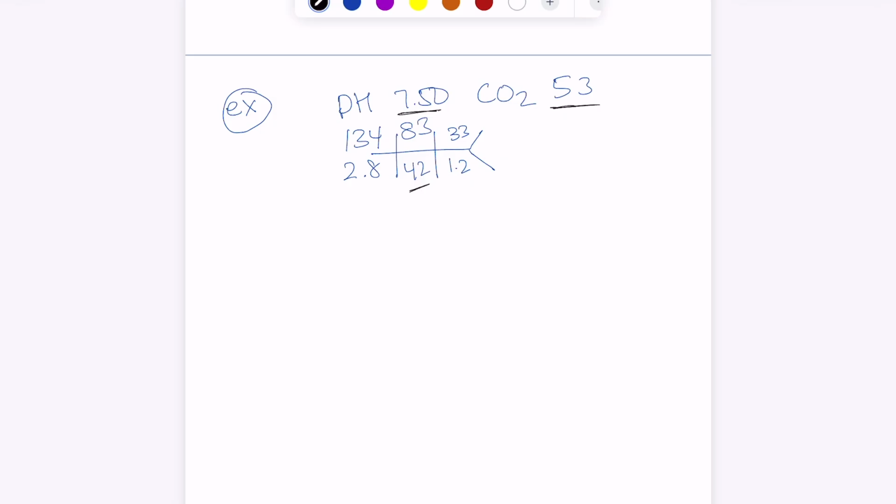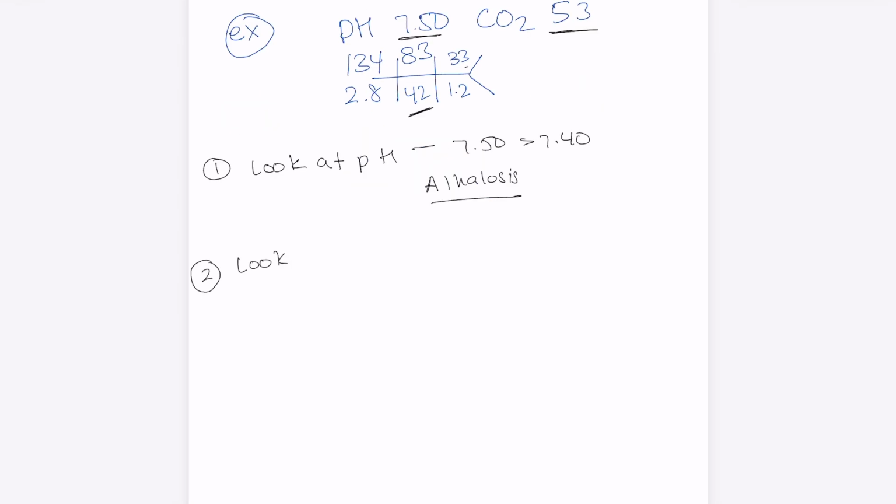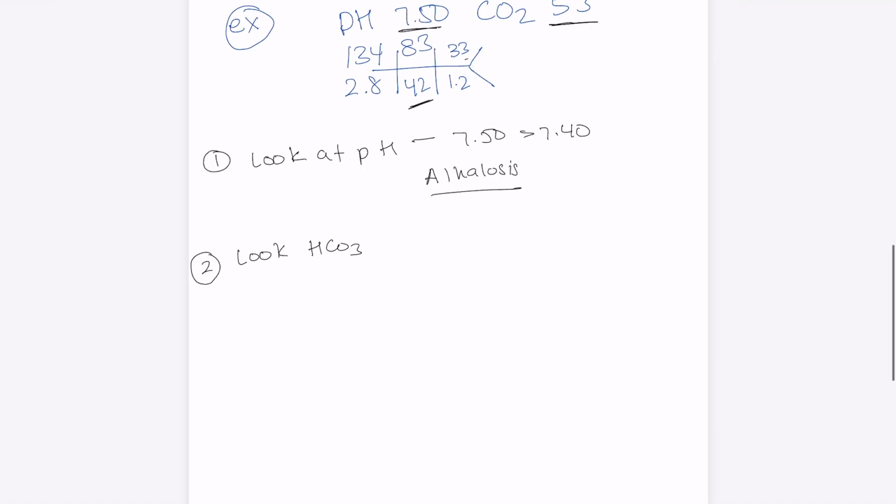So let's go ahead. Step 1, I'm going to look at my pH here, and the pH is 7.50. It's more than 7.4, so I have some type of alkalosis going on. Number 2, now I want to look at the bicarb and see, is this a metabolic alkalosis or a respiratory alkalosis? My bicarb is high, and if it's a metabolic alkalosis, I would expect the bicarb to be high. So I have a metabolic alkalosis over here. Okay, so that's my first problem here.